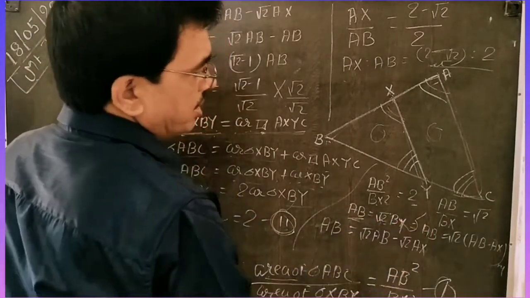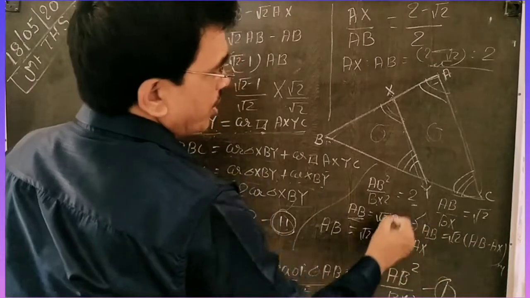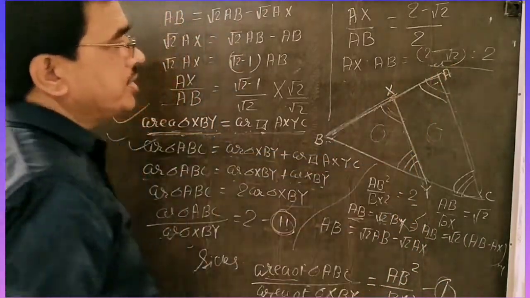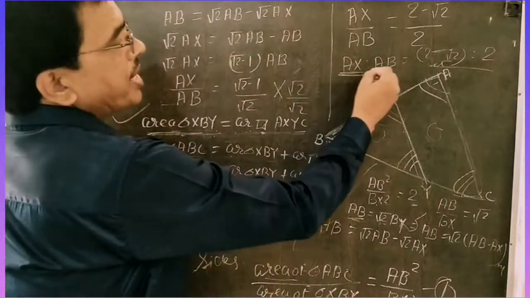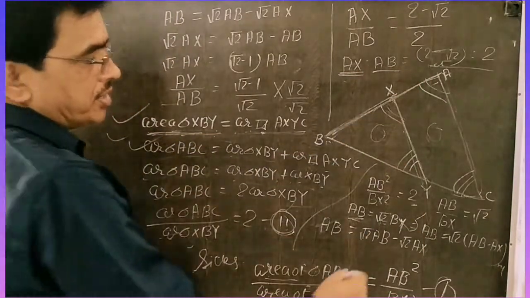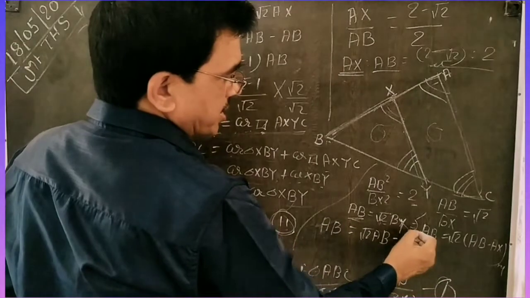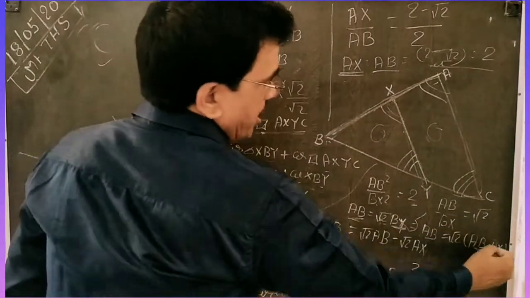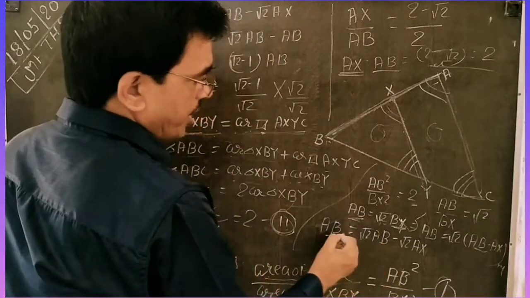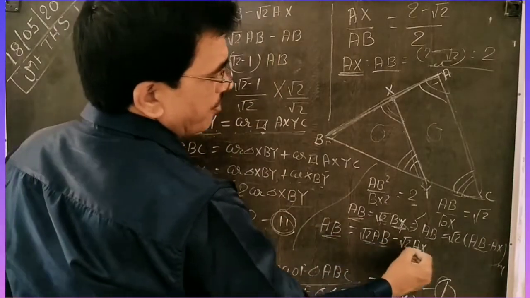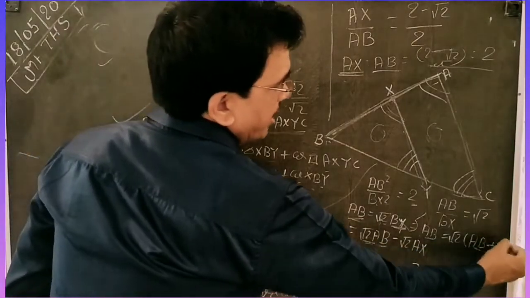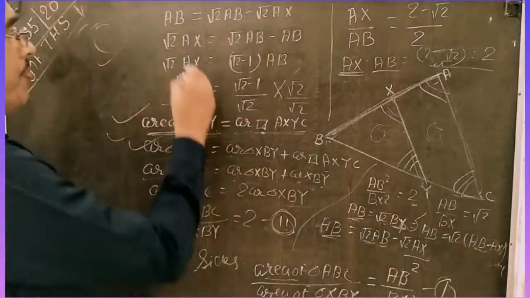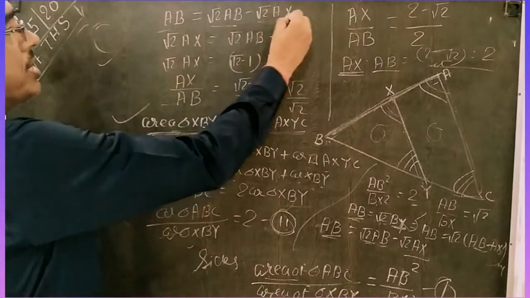So AB is equal to root 2 and this BX you can write AB minus AX because in your question ratio will be given AX is to AB, you have to find. So we convert this BX into AB minus AX. So I write AB minus AX. Now multiply, then you get AB is equal to root 2 AB minus root 2 AX. Here AB is equal to root 2 AB minus root 2 AX.